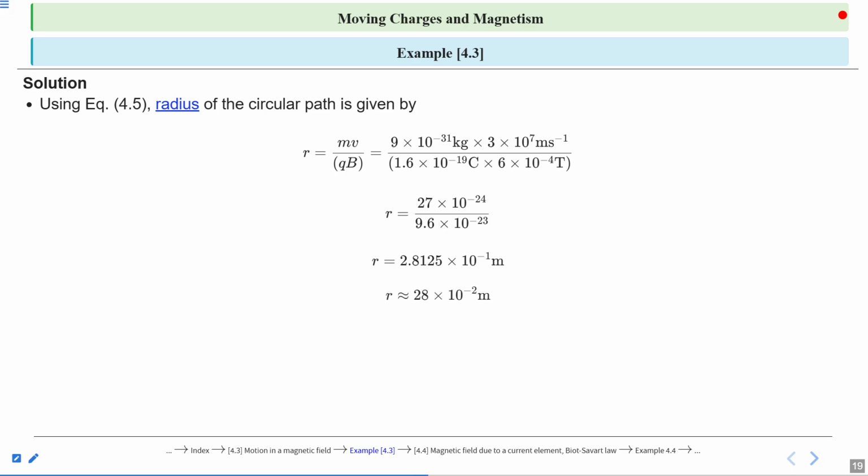So R is approximately equal to 28 into 10 to the power minus 2 meter, and approximately equal to 28 centimeter. So 10 to the power minus 2 meter is centimeter. So R is approximately equal to 28 centimeter.